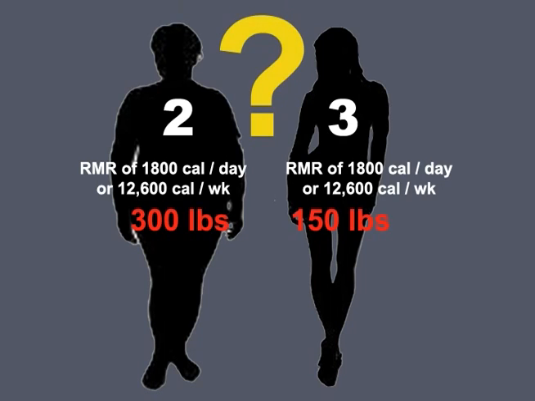This presents a familiar conundrum. If both eat about the same amount of calories per day, in this case 1,800 calories, why would patient 2 continue to weigh 300 pounds while patient 3 remains at 150 pounds?